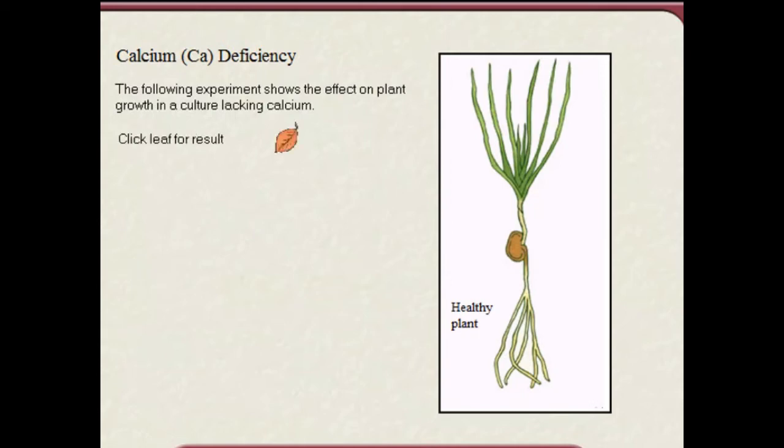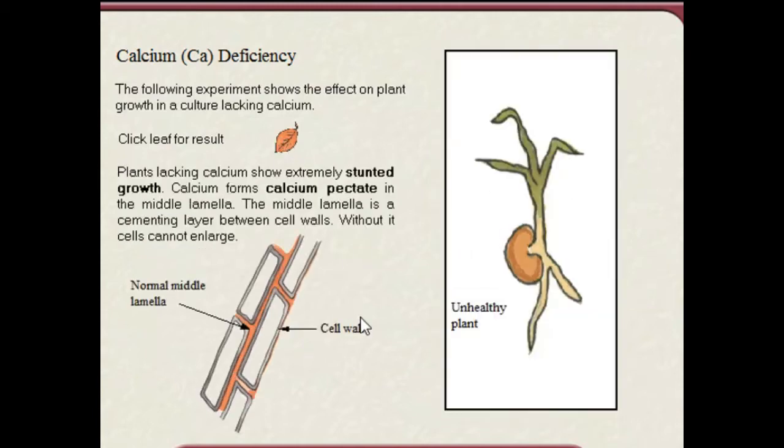Calcium deficiency. The following experiment shows the effect on plant growth of a culture lacking calcium. Plants lacking calcium show extremely stunted growth. Calcium forms calcium pectate in the middle lamella. The middle lamella is a cementing layer between cell walls. Without it, cells cannot enlarge.